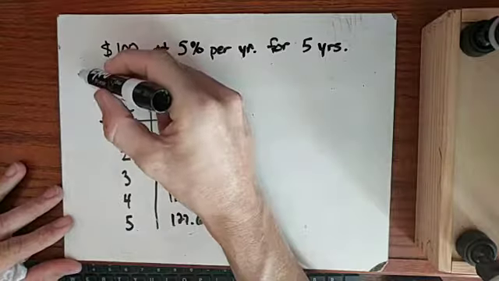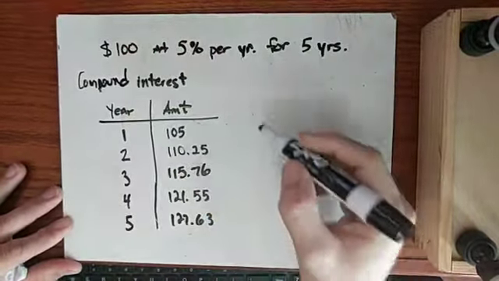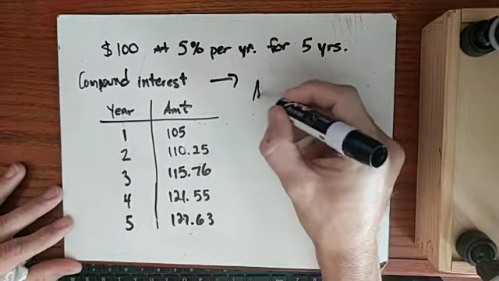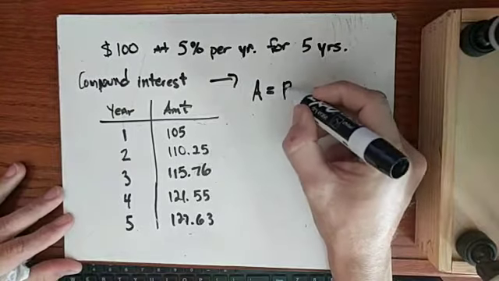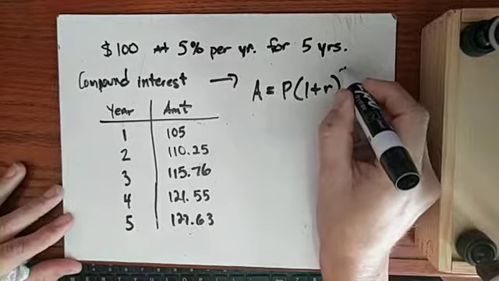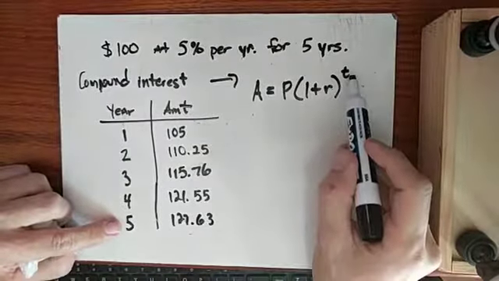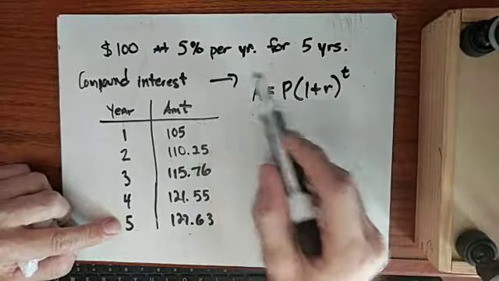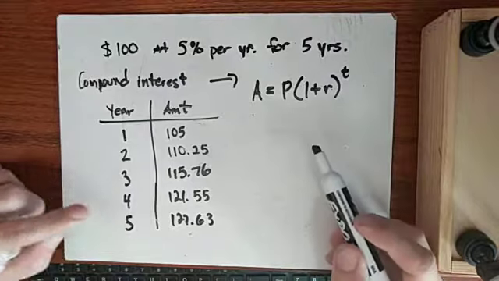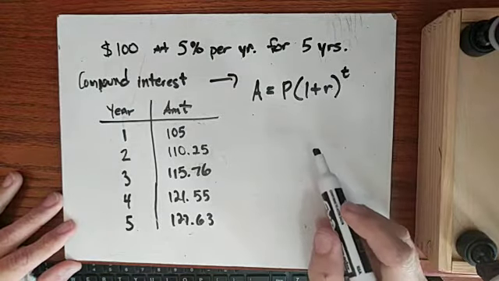Okay, so this is called compound interest. And the compound interest formula says the amount at the end of 5 years is going to be your principal times 1 plus the interest rate, raised to the time power. So here, t is 5 years. The interest rate was 0.05, so this would be 1 plus 0.05, or 1.05, and the principal was $100. So that is the compound interest formula.